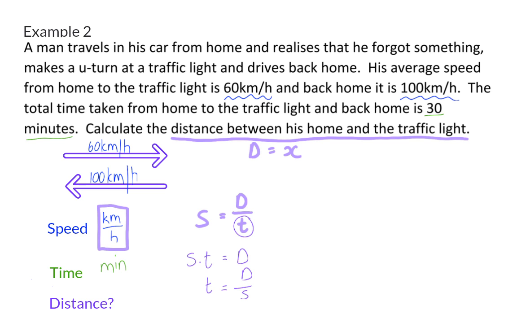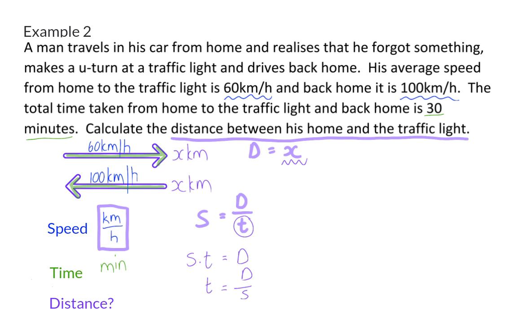We are asked to determine the distance between his home and the traffic light, which we called x. We know that he travels a distance of x kilometers towards the traffic light at 60 kilometers per hour, and again x kilometers back home at 100 kilometers per hour. This means that the time that it travels to the traffic light will be longer than the time it takes him to drive back home, because now he's driving faster.